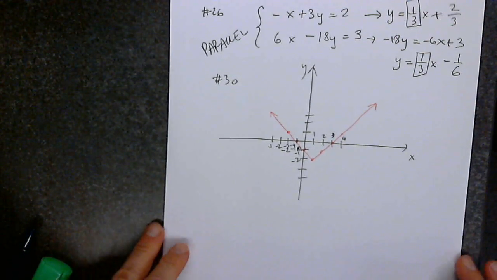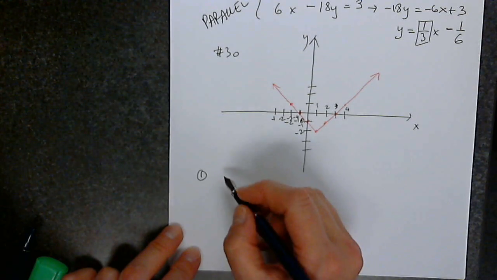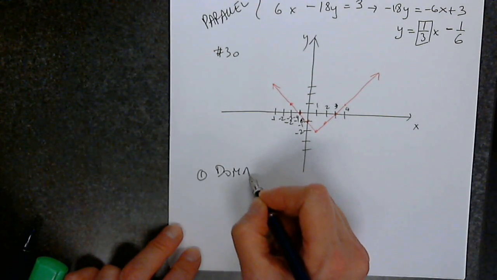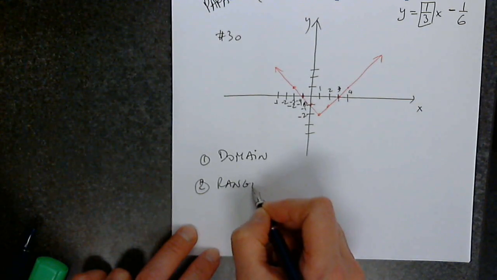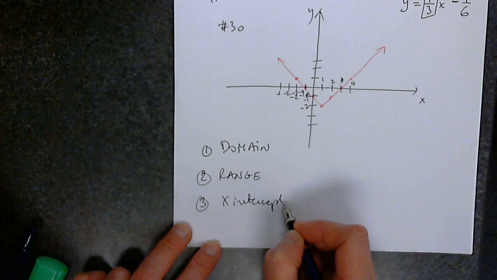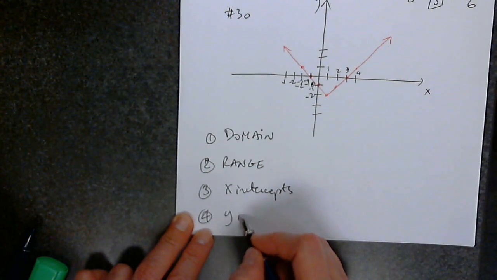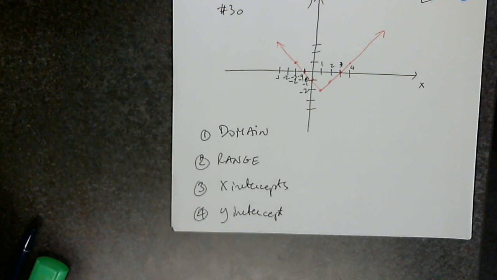Now here's the graph, and I have tons of questions here. The first one: domain. Second one: range. Third: x-intercept. Fourth: y-intercept. Let's work on this for 1 minute, and then I'll find more questions for you.